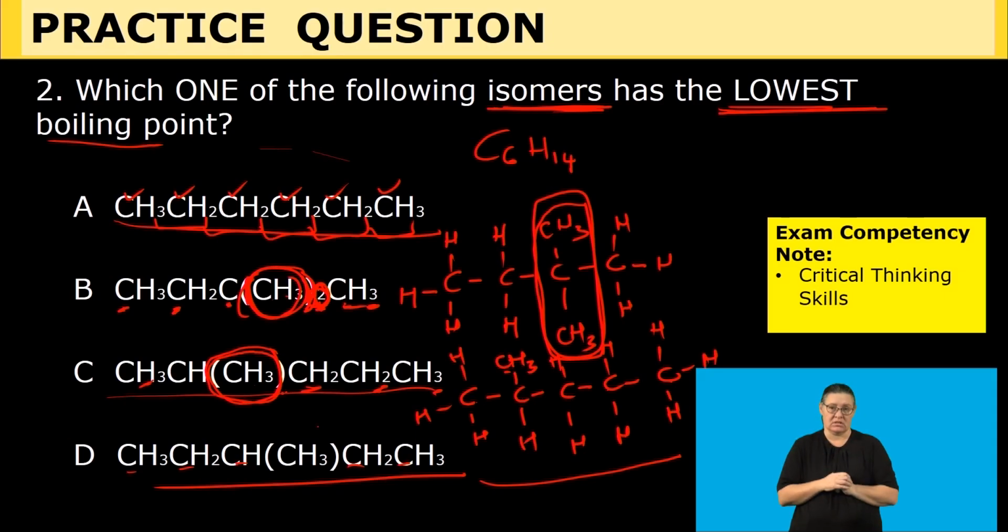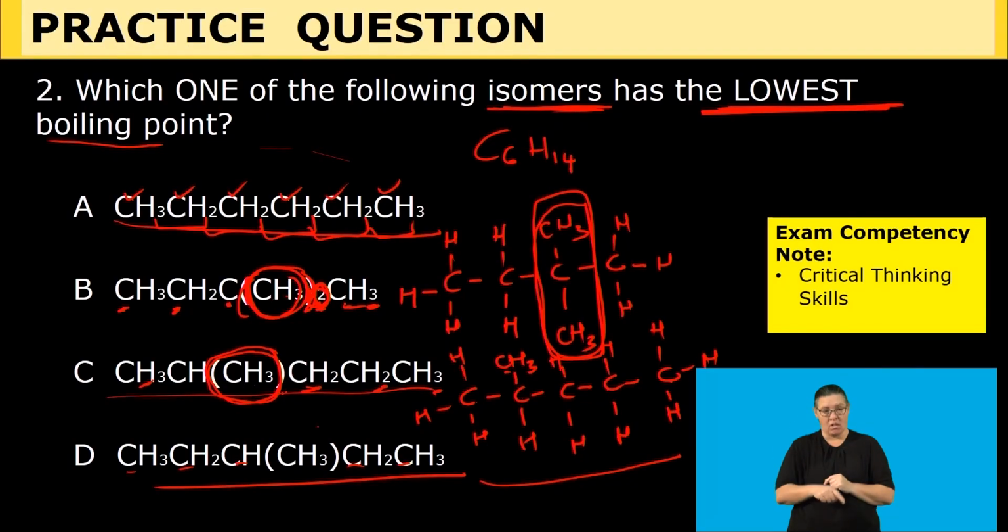In this case, because we are having just hydrocarbons, to overcome these intermolecular forces, we're going to require less energy. Less energy translates to lower boiling point and also lower melting point. So the one that has the lowest boiling point amongst all 4 of these substances will be the one that is more branched, which is B.